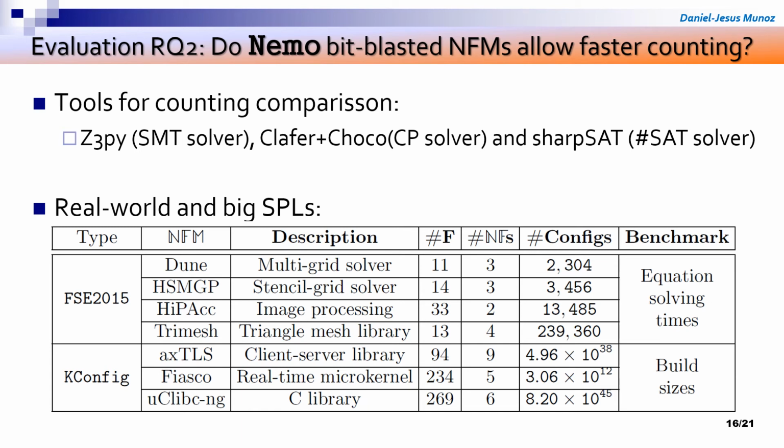For that, we chose 7 real-world SPLs taken from other works, and they are ordered by the size of the configuration space. We can see how the first one has 11 features and more than 2,000 configurations, which could be considered large, but we have even colossal ones, like 10 to the power of 12, 10 to the power of 45 as configuration space. That means the number of configurations.